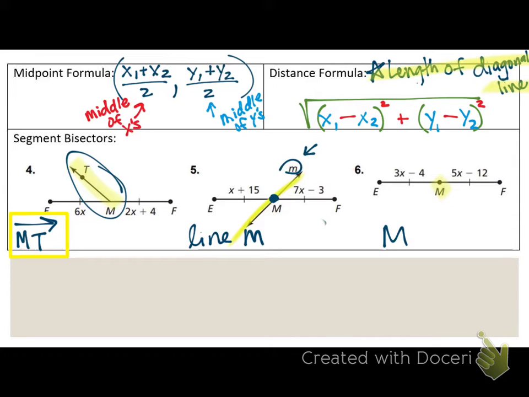Whichever one. If you were asked to solve it, because I'm going to guarantee you will be asked to solve it, what do I know about 6x and 2x plus 4? They're congruent. How do I know they're congruent? Because of the dashes. If they're congruent, what can I do to them? Set them equal. We're not going to solve, just reminding you that in this section you would set them equal. That is 1.3.